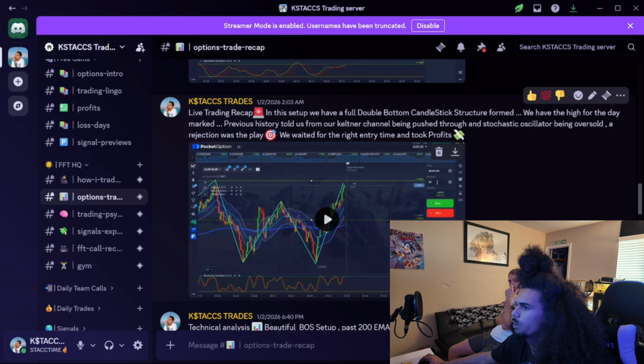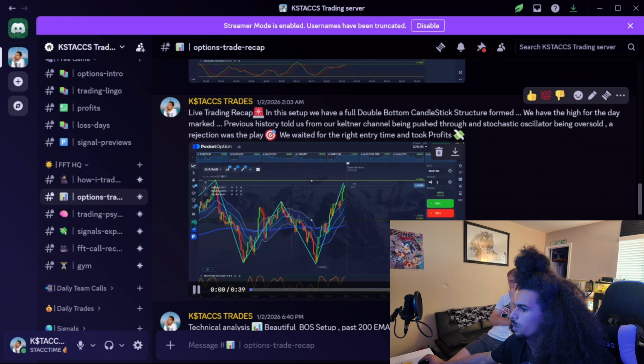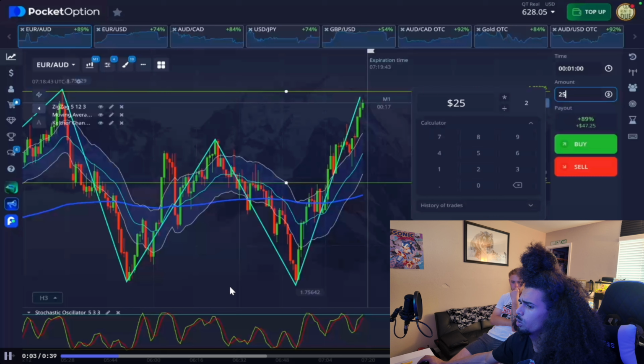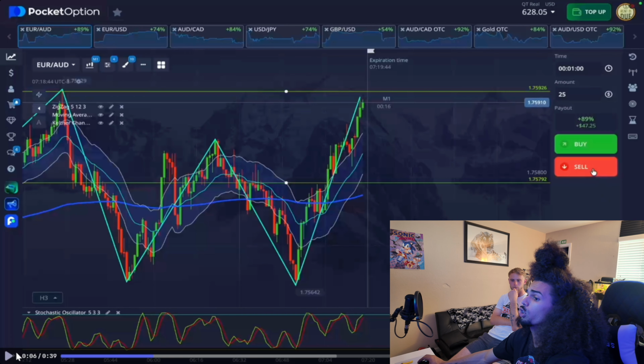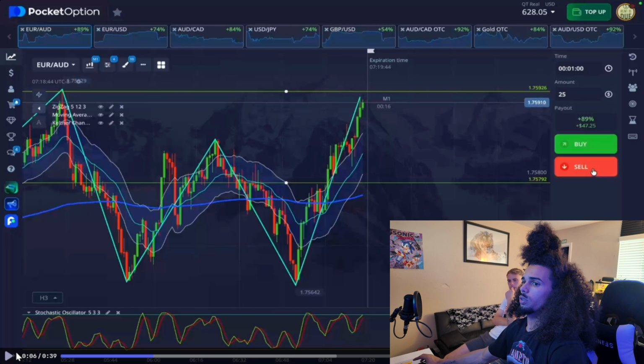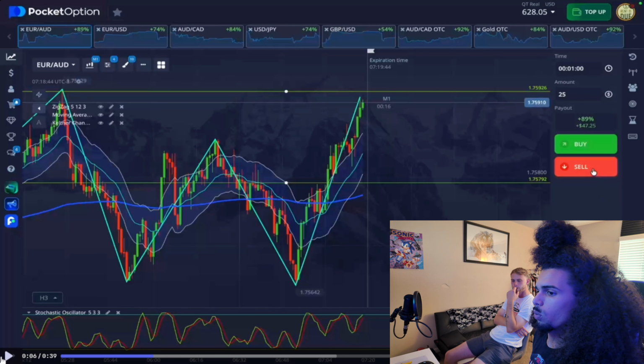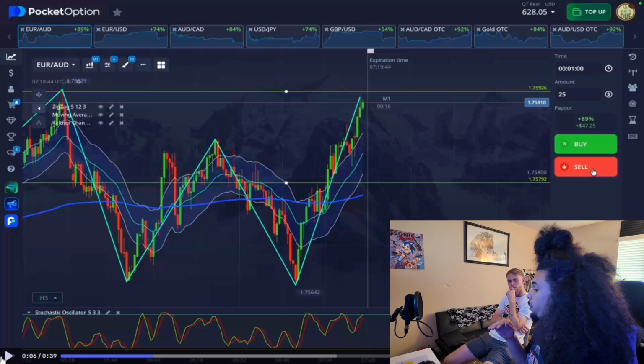Oh, this is a perfect example. The blue is like the resistance almost. The blue, this right here. Yeah, or the 200 EMA. Either one. No, this specific one was what I told you earlier, the 200 moving average.